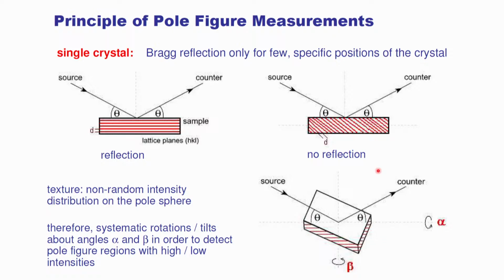What we do to measure texture, which is what we're going to get to later, we want to see how many different types of orientations are in different types of positions. We can fix this at a given theta value, right? So we have diffraction coming in at a given position, going out at a given position, and then we can rotate the specimen about these alpha and beta angles.